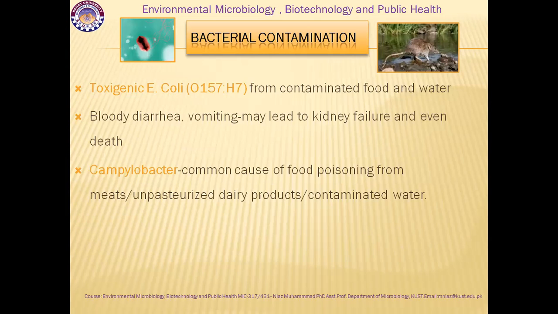So, bacterial contamination. Toxigenic E. coli O157:H7 from contaminated food and water. This produces toxin in the human intestine if it is transferred through water bodies to a healthy individual. So it will lead to bloody diarrhea, vomiting, and may lead to kidney failure and even death.